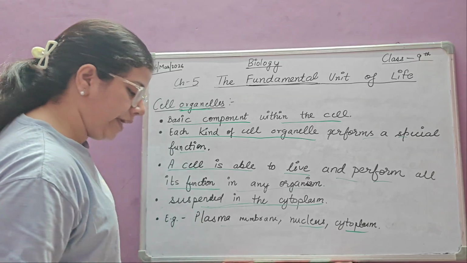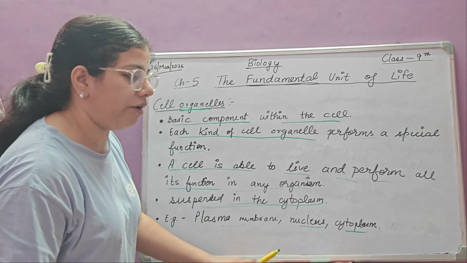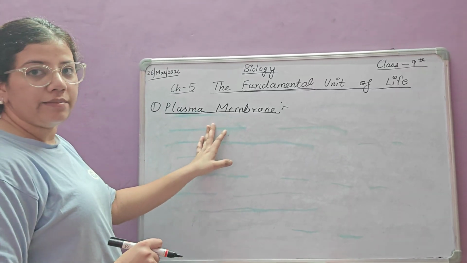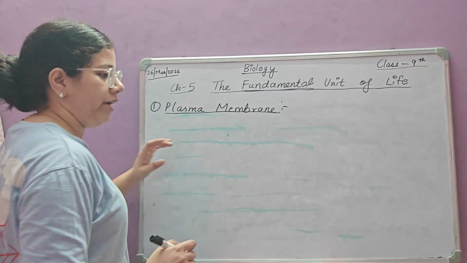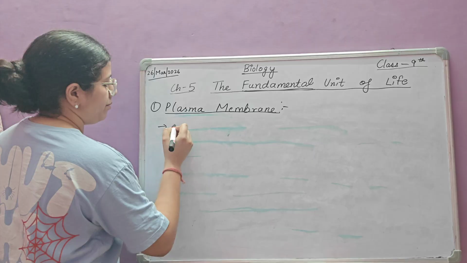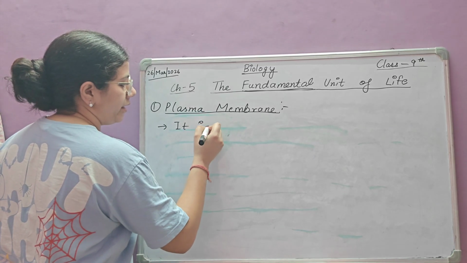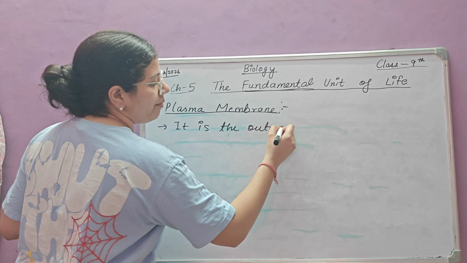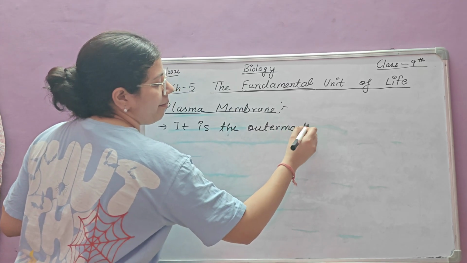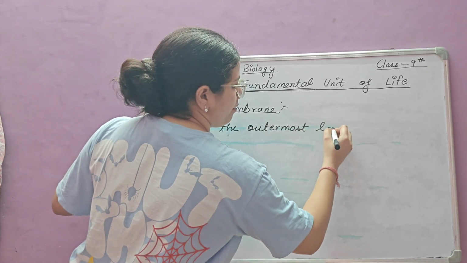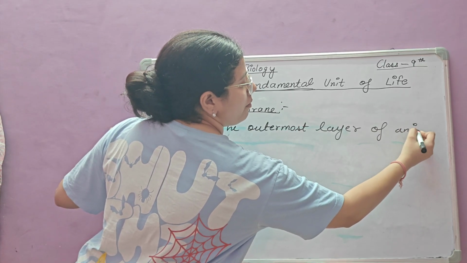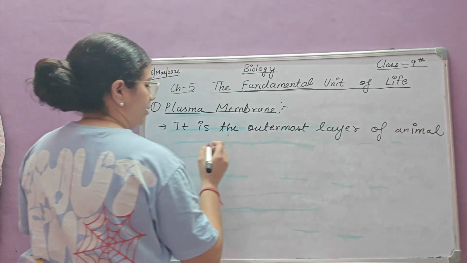Now we will study the structure and function of the plasma membrane. So now we are going to discuss the plasma membrane. What is the plasma membrane? The first point is that it is the outermost layer of the animal cell, not the plant cell, the animal cell.